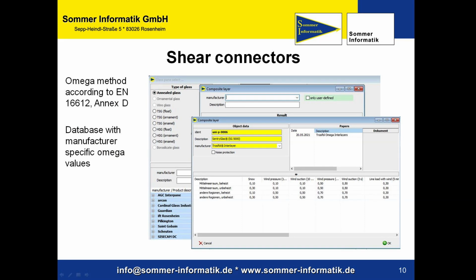We get to the special features when it comes to the shear bond. This omega method is described in EN 16612 in Annex D. This is also used in the GlasGlobal 16612 calculation, or you can calculate according to it when you activate the shear module. What we also have here in the 16612 module is the product-specific shear module. We have now stored the omega values for some manufacturers here, using Trocefall and Eastman as examples, and also the corresponding applications. We can then look at this directly in the software.